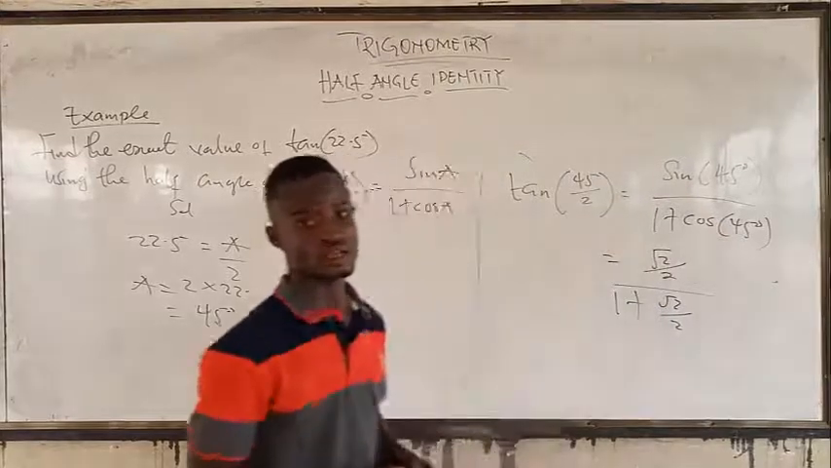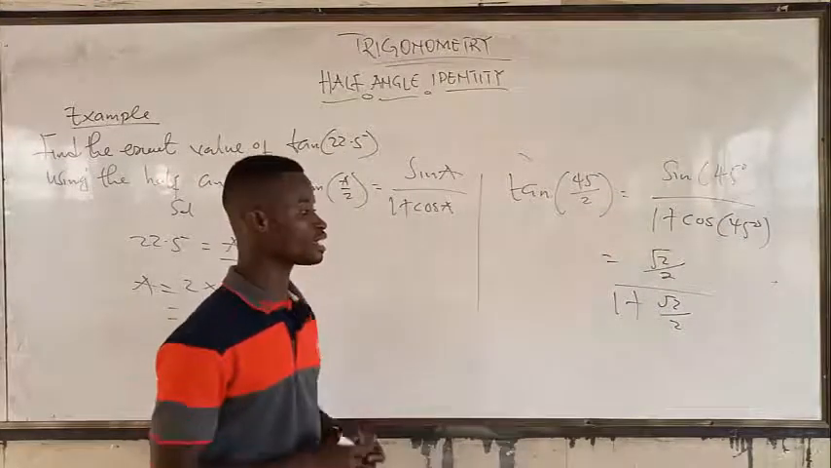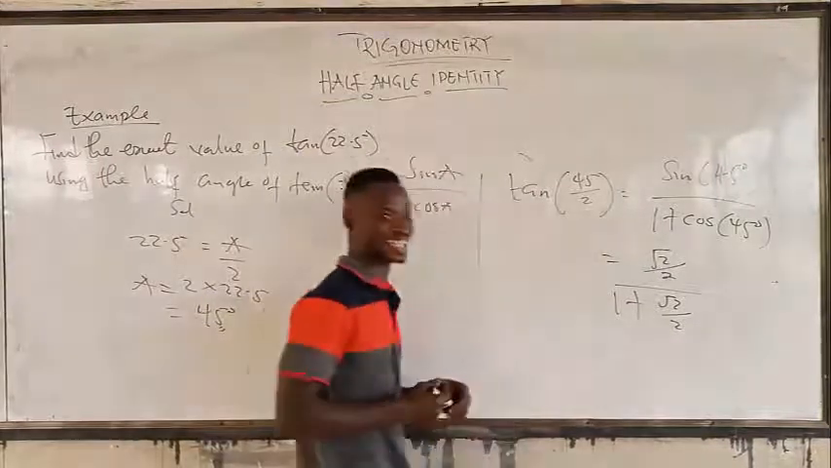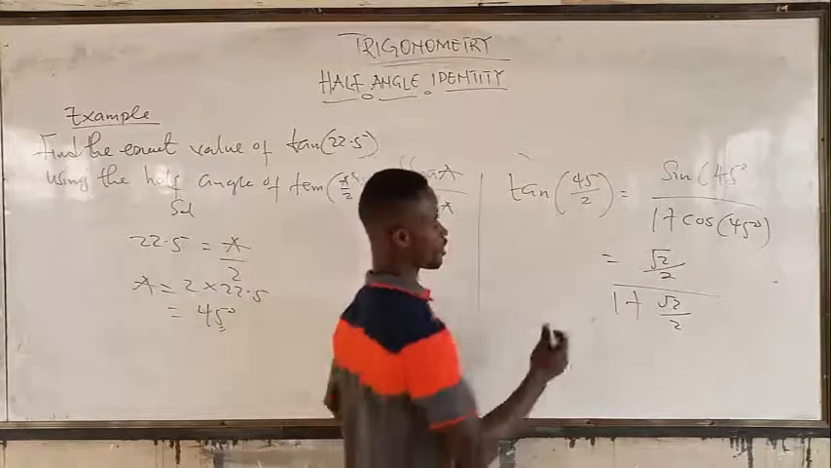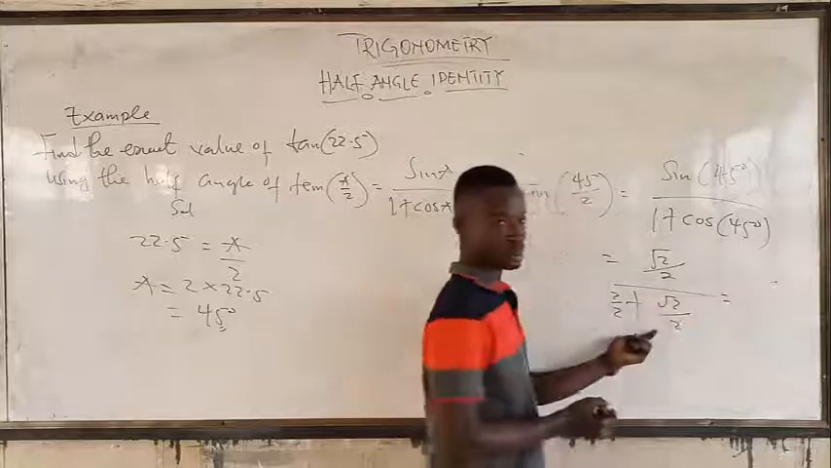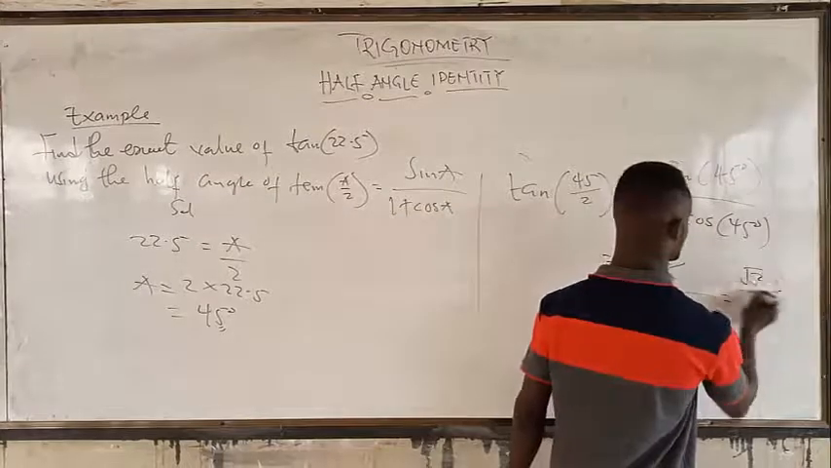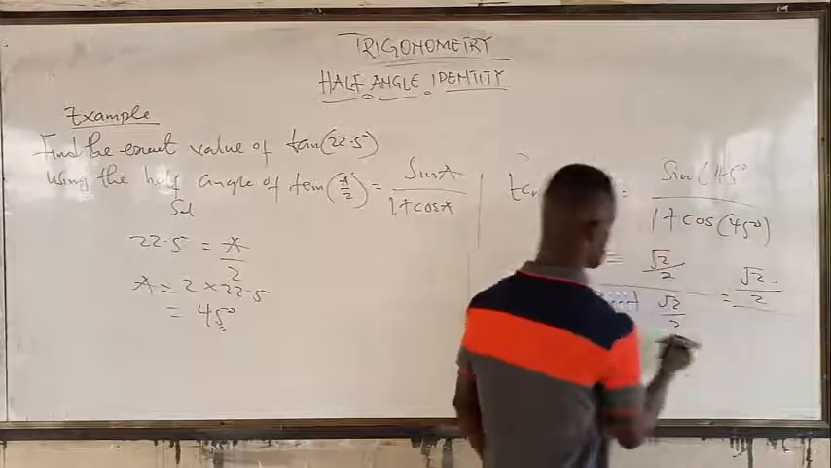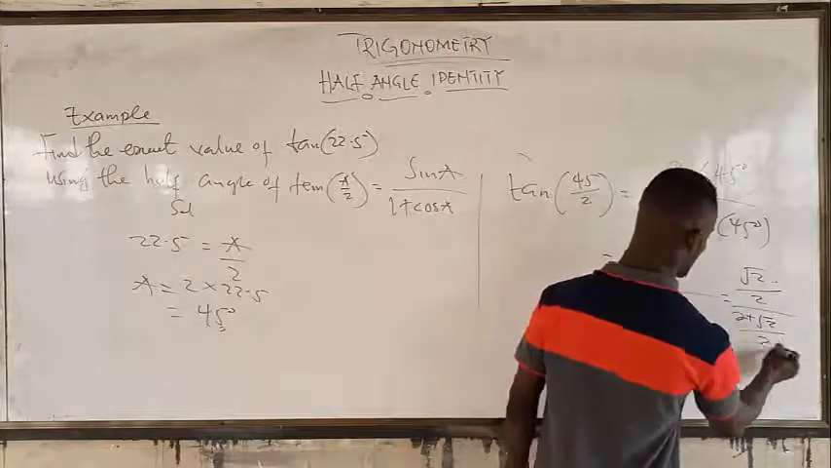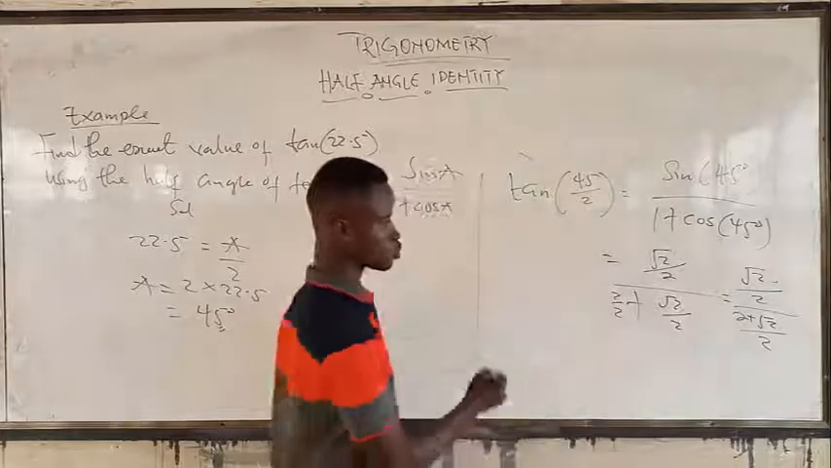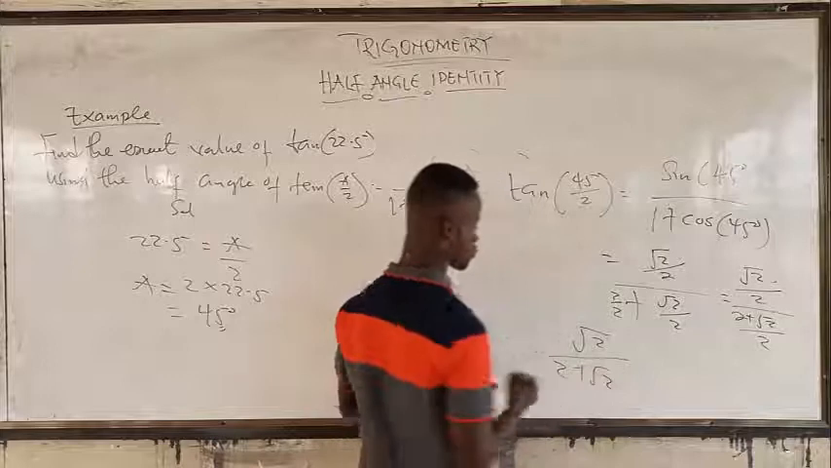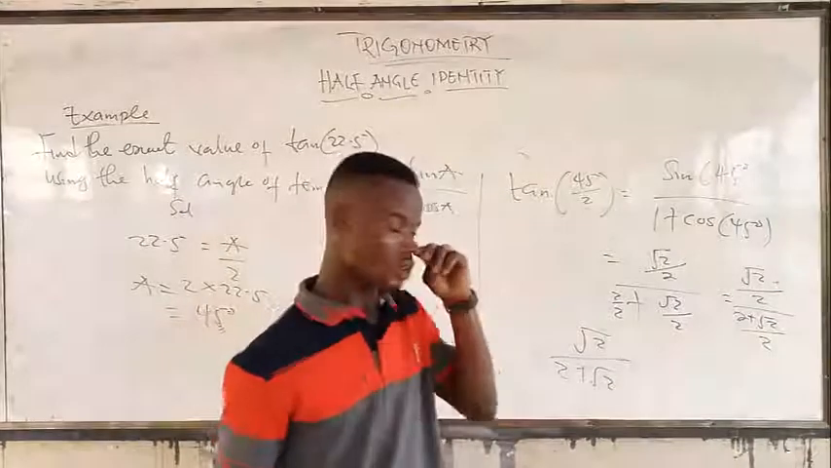So here we end up applying our algebra. So this will be 2 over 2 so that we can get the same denominator. So this is square root of 2 over 2. The whole of this will be 2 plus square root of 2 over 2. And the 2 will cancel the 2. So we end up getting square root of 2 over 2 plus square root of 2. Very good.